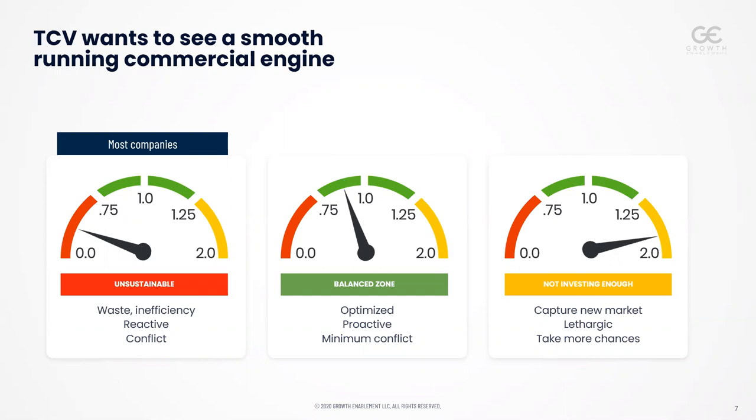And what TCV wants to do, and they've rolled this out to 60 of their companies already, and it's in use today, is work with the executive team to figure out what those ratios are. They want their commercial engines running in the green zone, between 0.75 and 1.25 commercial ratio. I'll bring that to life more with a specific example here in a minute. But that's really what they're looking at. And what we've found is that most companies operate at a commercial ratio of below 0.75. And what that means is that it's unsustainable. Scenarios like this are rife with waste, inefficiency, the environment is highly reactive, and it's conflict driven.